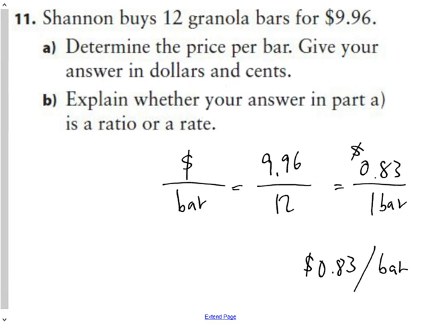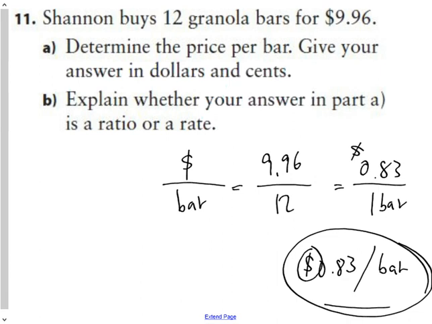Explain whether your answer in part A is a ratio or a rate. It is a rate. It is the cost per bar, because money and units are not the same thing. They are comparing two different types of units to each other, therefore it's a rate.